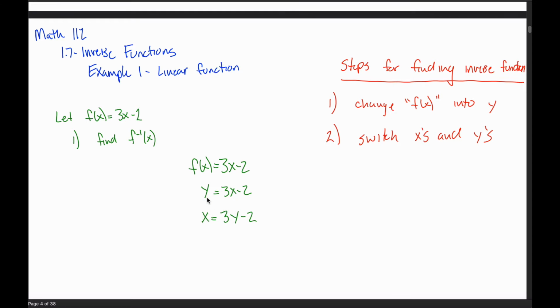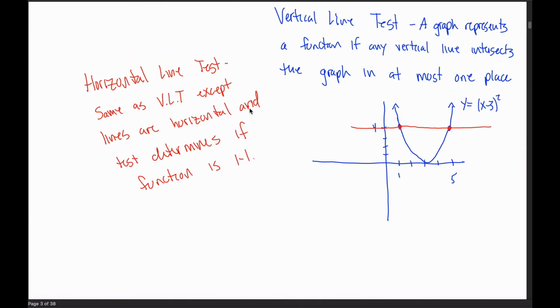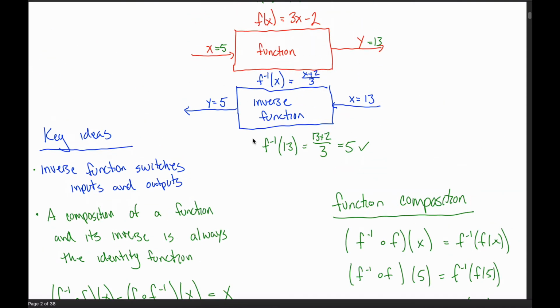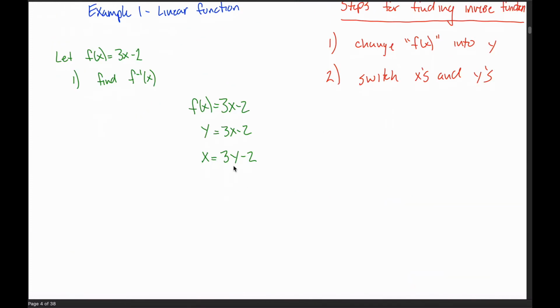Well, the argument here is this is an equation that represents the function. But remember, my goal is to find the inverse function. So what I want is an equation that represents the inverse function. And because all an inverse function does is switch the inputs and the outputs, and the letter x is what we're using for the input, and the letter y is what we're using for the output, if we switch the x's and the y's, the inputs and the outputs, we'll change from an equation that represents the function to an equation that represents the inverse function, which is what we have right here.